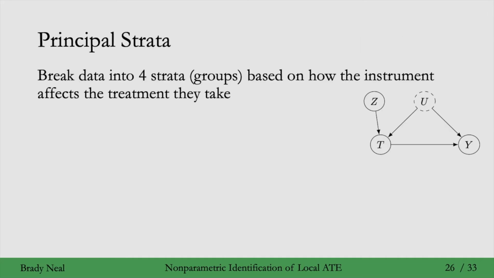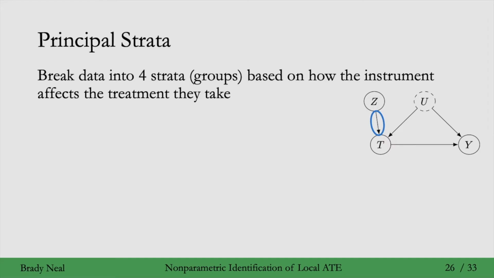Okay, so that's some important new notation that we'll need, and then we can now use that to define a new concept that we'll need, which is the concept of principal strata. Basically, we're going to break the data into 4 different strata or groups based on how the instrument affects the treatment that people in that group take. So basically, we're breaking people into groups based on this arrow from z to t. And there's going to be 4 different groups rather than just one group, because t is not just generated from z, but it's also generated from u. So depending on the value that each unit takes for u, it will be put in one of these 4 groups.